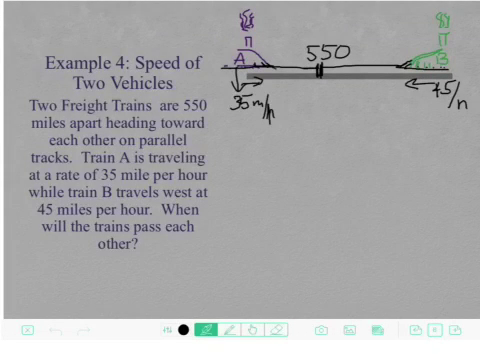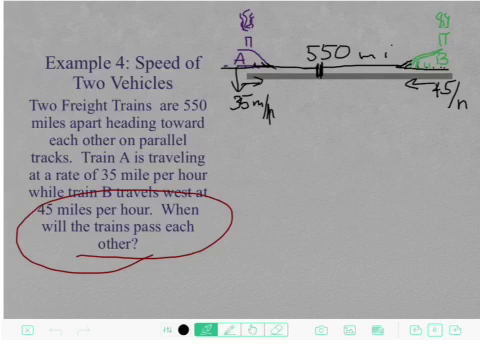This is our last example, so let's make sure we understand what's going on. We've got these two trains, train A and train B, approaching one another. They're currently 550 miles away. One is traveling at a rate of 35 miles per hour and the other is traveling at a rate of 45 miles per hour. And what we want to determine is, when will the trains pass each other?